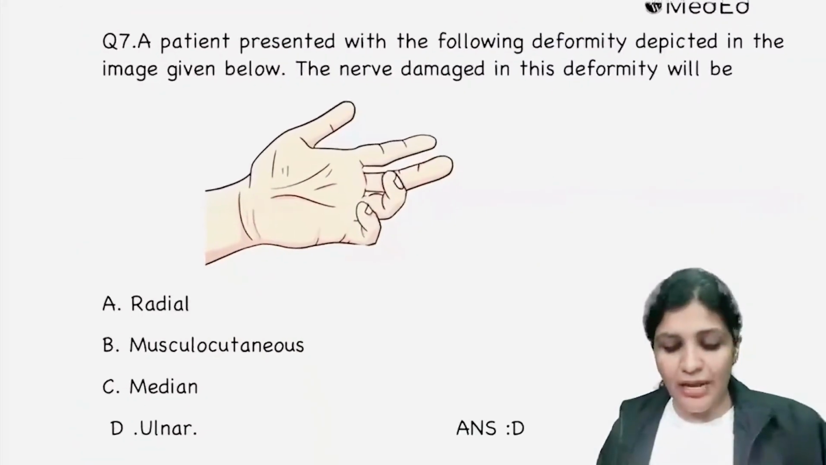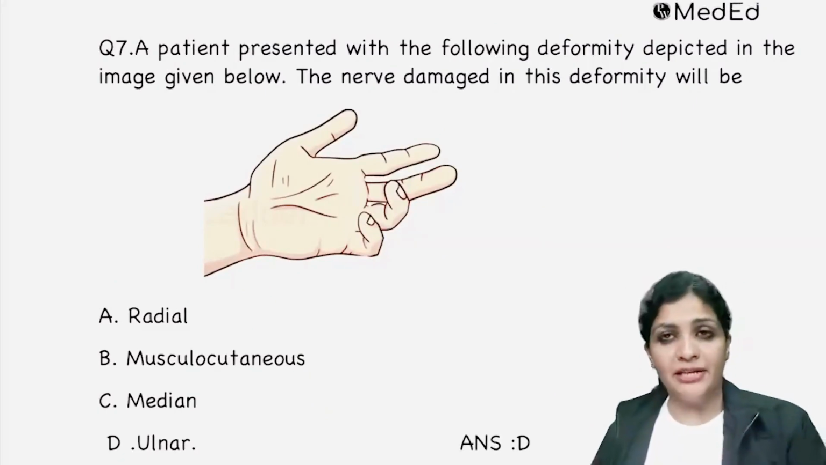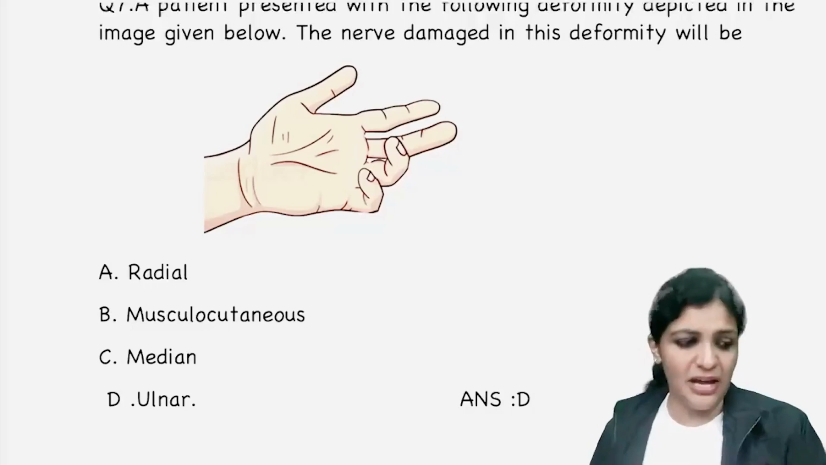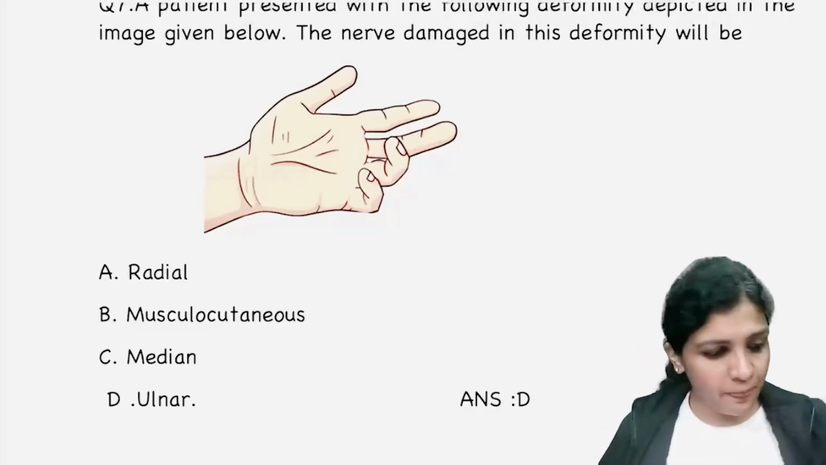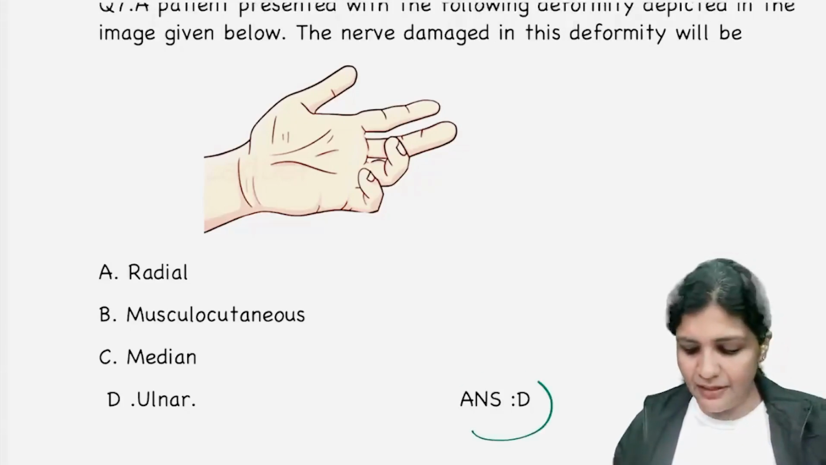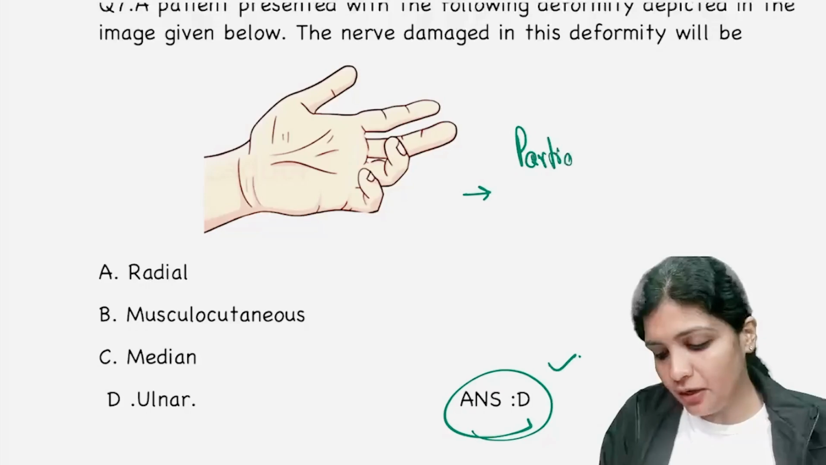Moving on to the next one, the patient presented with the following deformity depicted in the image. The nerve damage in this deformity will be radial, musculocutaneous, median, and the ulnar nerve. Very, very easy, I guess. Yes, the answer here is already written here. This is called the partial claw hand.